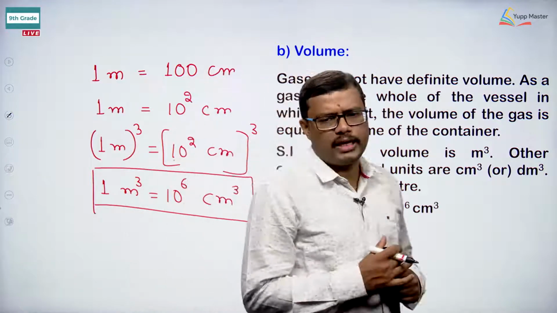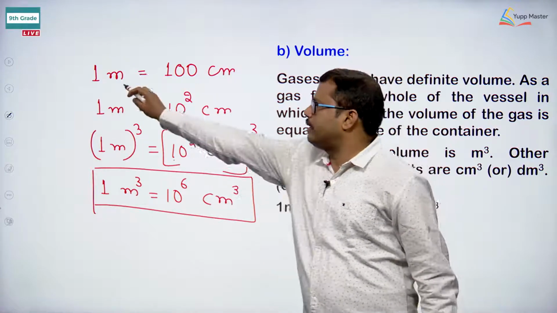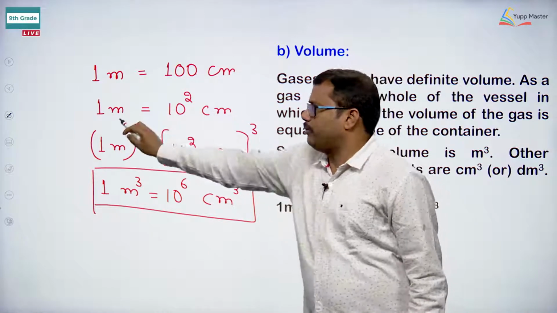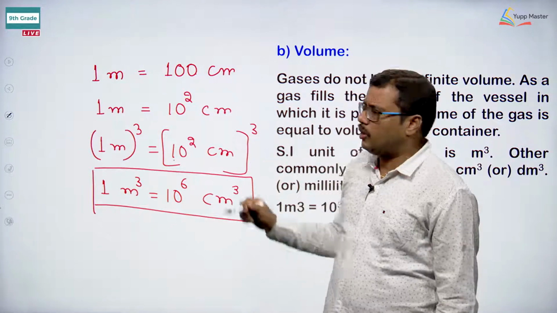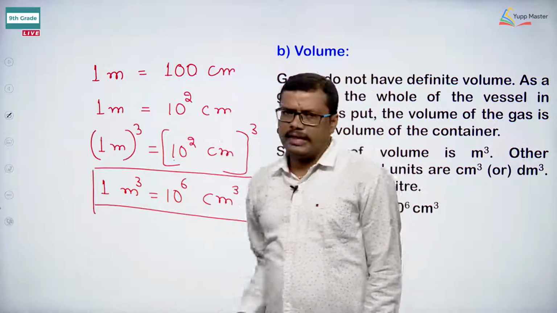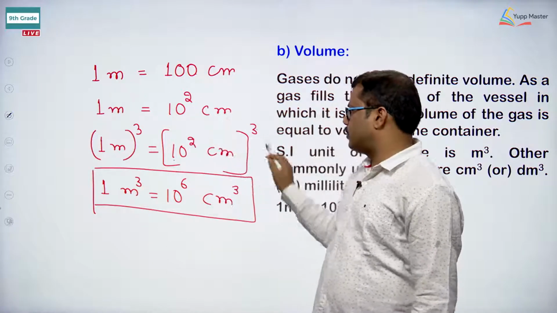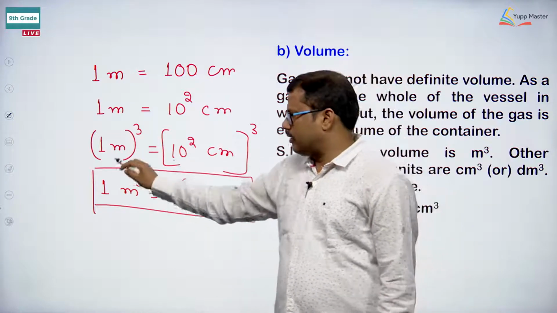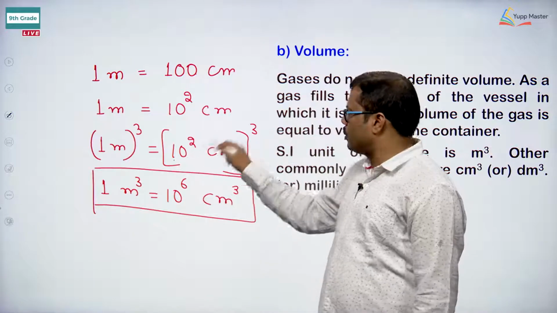1 meter cube will be equal to 10 to the power of 6 centimeter cubes, because 1 meter equal to 100 centimeters, and I am writing 100 as 10 to the power of 2 centimeter. So, cubing either side of the equation, 1 meter whole to the power 3, 10 to the power of 2 centimeter to the power 3. So, 1 to the power 3 is 1, meter to the power 3 is meter cube, 10 to the power of 2 to the power 3.